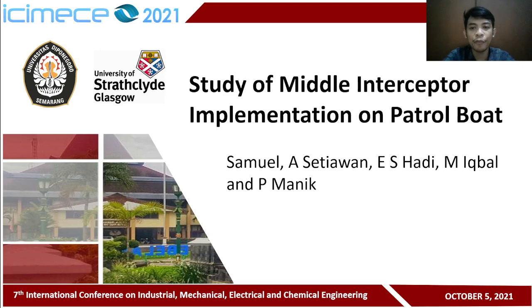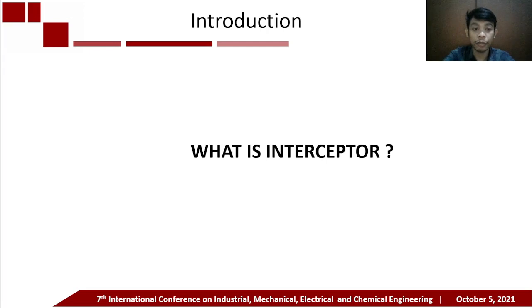The title is Study of Middle Interceptor Implementation on Patrol Boat. What is an interceptor? An interceptor is a thin plate extension of a ship hull. An interceptor is usually installed on the transom, at midship, or in between midship and transom. Interceptor installation depends on ship loads, center of gravity of the ship, and ship trim.